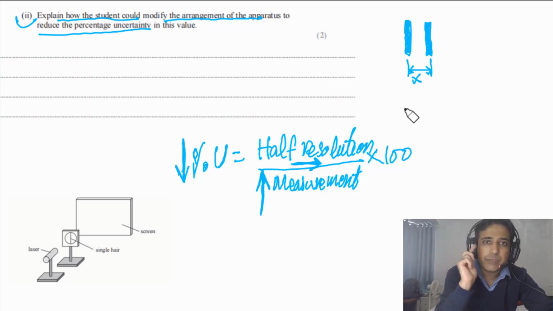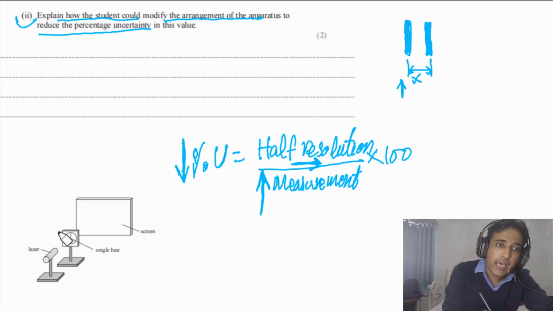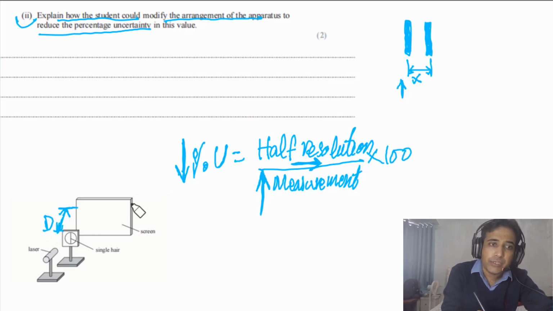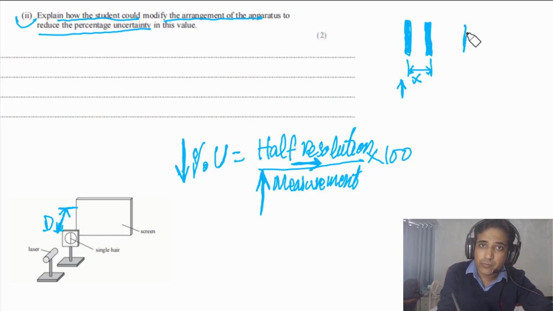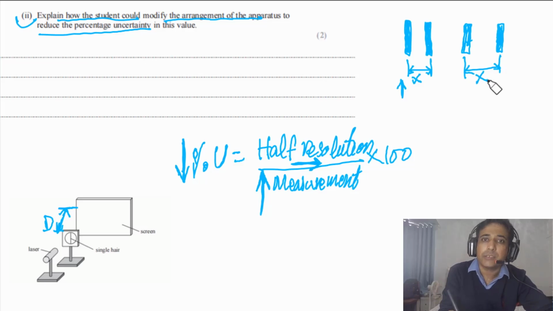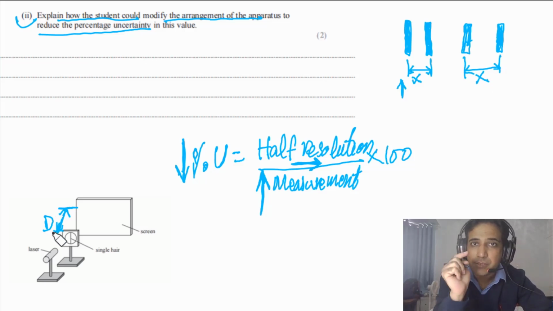So how can we minimize percentage uncertainty? We have to increase x, and in order to increase x, we have to increase the separation between the slit and the screen. Let's say this distance is capital D. If we increase this distance between slit and screen, the value of x will increase, so the minima are further apart. In this case, we can reduce percentage uncertainty by increasing the distance between slit and screen.